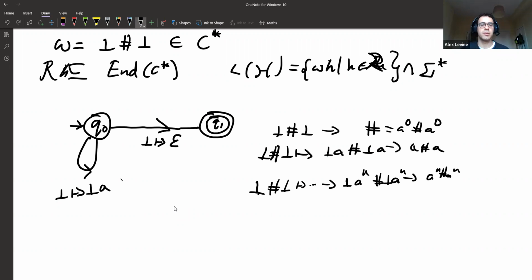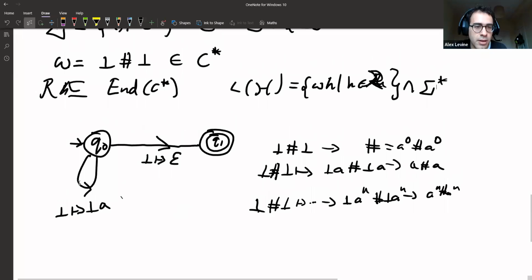So it's clear from what I've just written that the language L is contained in the language of this ED2L system. And spoiler alert, an ED2L language is one that's accepted by an ED2L system, if you hadn't guessed that already. But the other way around is also true, because any path in this automaton is just a bunch of these and then that. So it's just n of these and then that. And that always gives us A to the n hash A to the n.